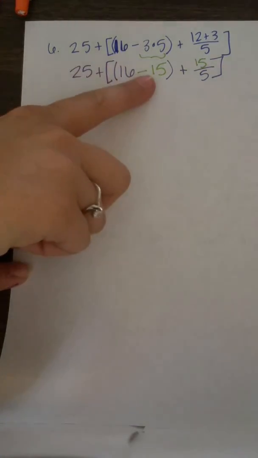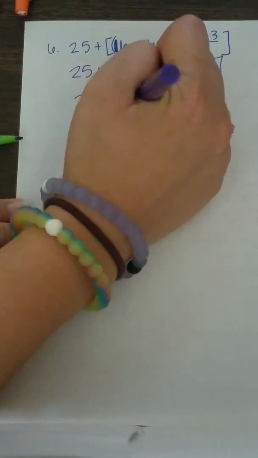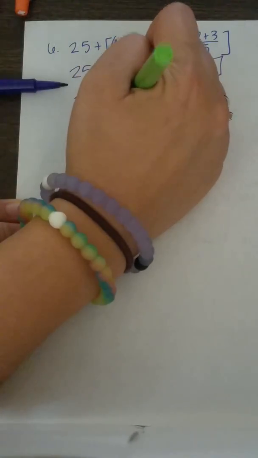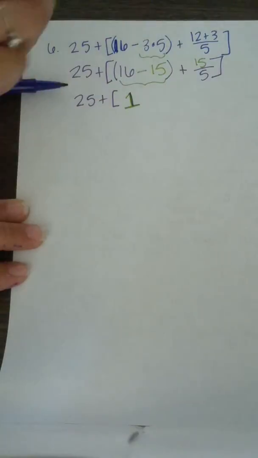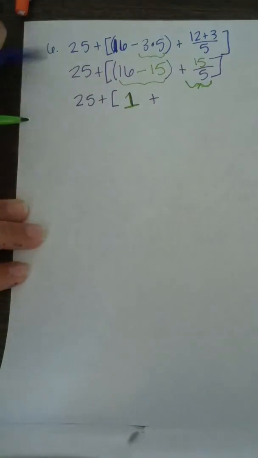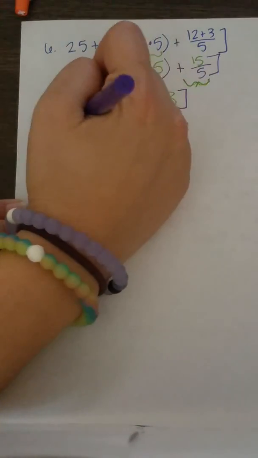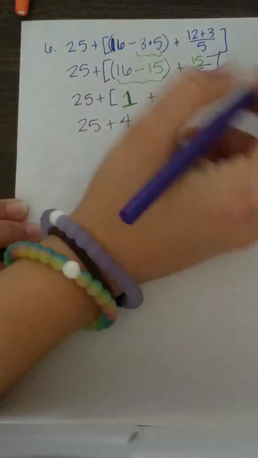Okay, so next we still have some parentheses. So we do what's in these parentheses. Bring down your 25 plus. What's 16 minus 15? 1. And then we have plus. Now, can we go ahead and divide our fraction? Yes. What's 15 divided by 5? 3. And we close our bracket. Do we still have brackets? Yes, we have to do 1 plus 3, which is 4. And what's 25 plus 4? 29.